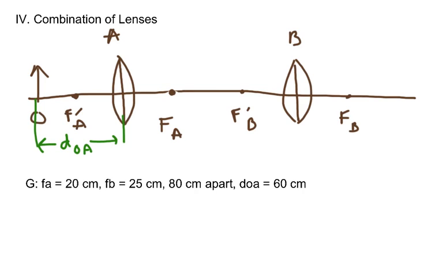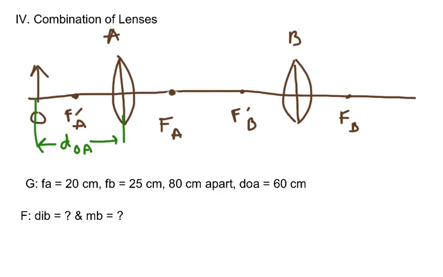What we have given here is the focal length for lens A is 20 centimeters. The focal length for lens B is 25 centimeters. Notice that these focal length values are both positive, so this would also indicate converging lenses. Lens A and lens B are 80 centimeters apart. And the distance of object A is a positive 60 centimeters, or 60 centimeters to the left of lens A.